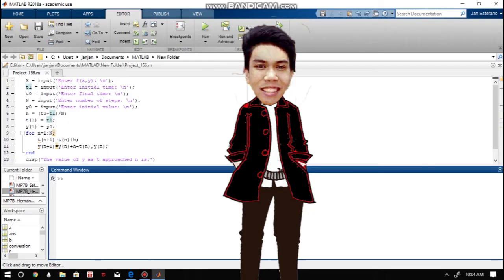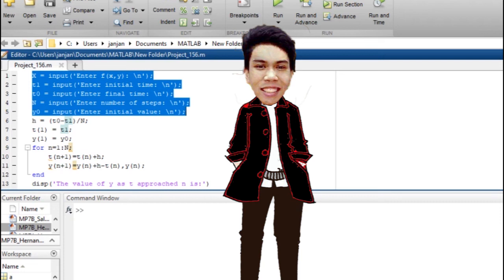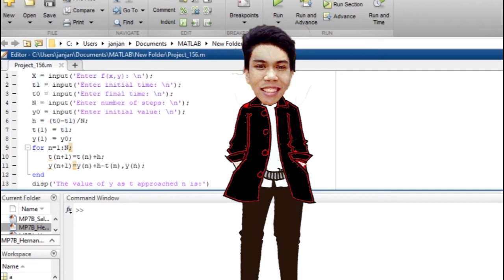Hello, my name is John Stefan Hernandez, and I will show you how to use MATLAB in order to solve the mixing problem. We will use Euler's method to approach the problem. The first 5 lines of the code enable the user to input values that are necessary to solve the equation. These consist of the function, the initial time, the final time, the number of steps, and the initial value.